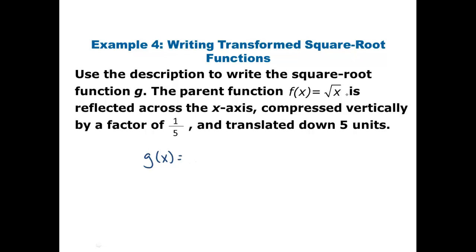It's telling us that the square root of x is our parent function. So we know the square root of x is going to be the basis of our equation. If it's reflected across the x-axis, the negative is going to be outside the square root. Compressed vertically by a factor of 1/5. Vertically is also outside the square root. And translated 5 units down. Down is also outside the square root, so we're going to have the square root of x, and then we're going to have minus 5. So this would be our answer.